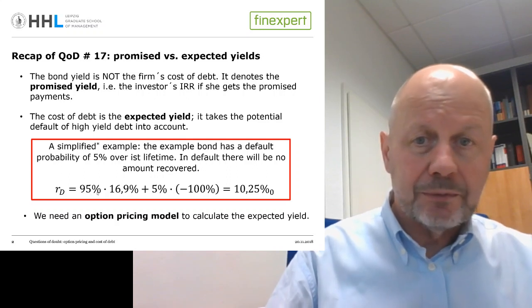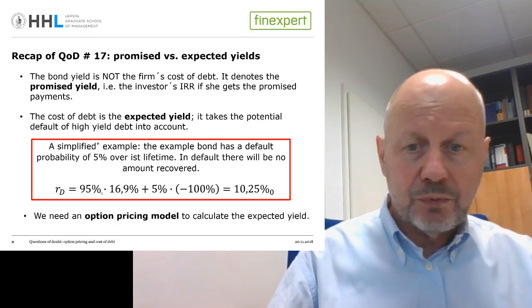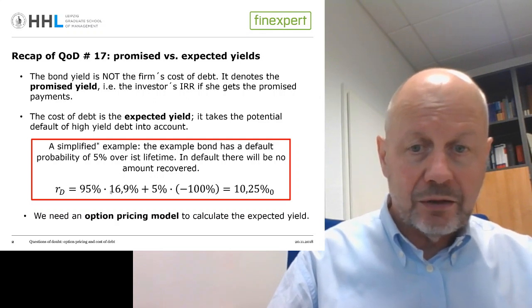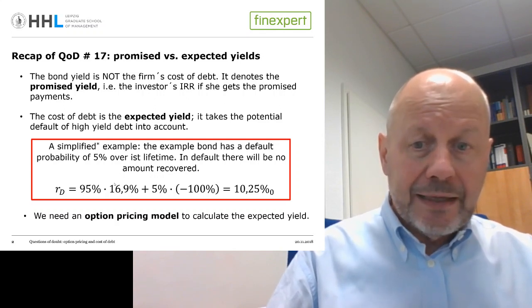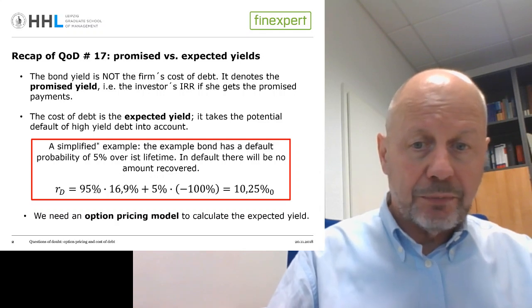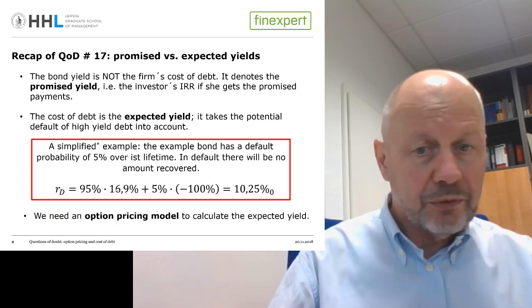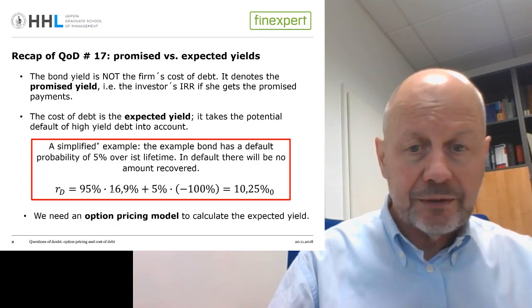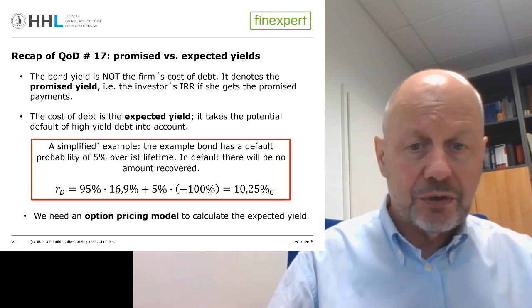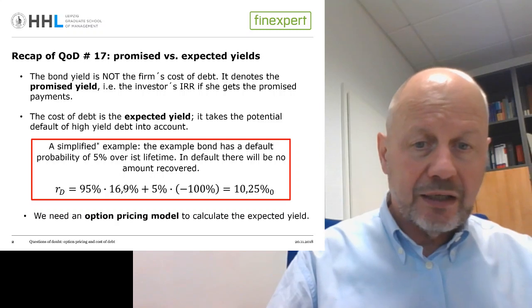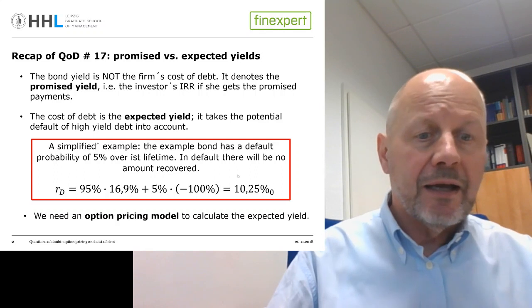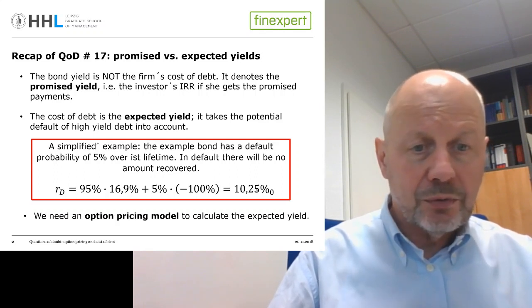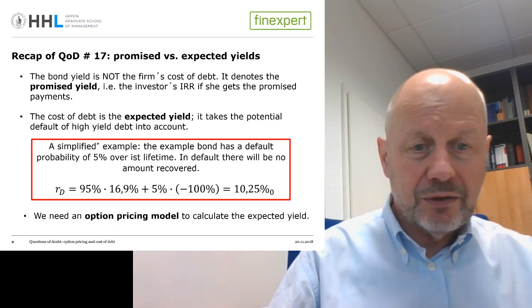That was our example at the end of last week's video. We had an IRR of 16.9%. That was the yield of this bond at the current bond price. And that has to be multiplied with the probability that the bond is actually in a position to deliver what has been promised. And with a 5% counter probability, you lose everything. That means your rate of return is minus 100%. And that then translates into an expected return, or expected yield, of 10.25%.